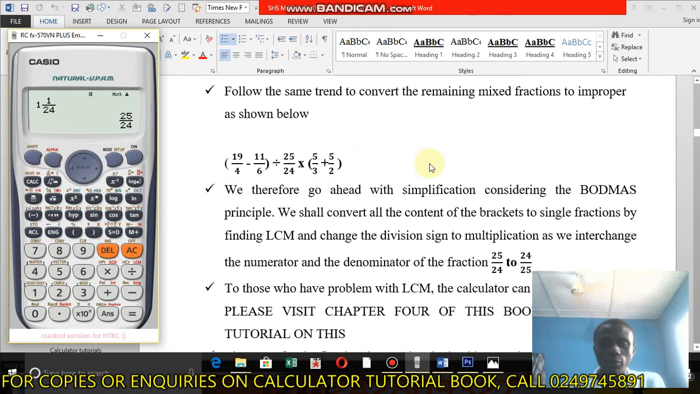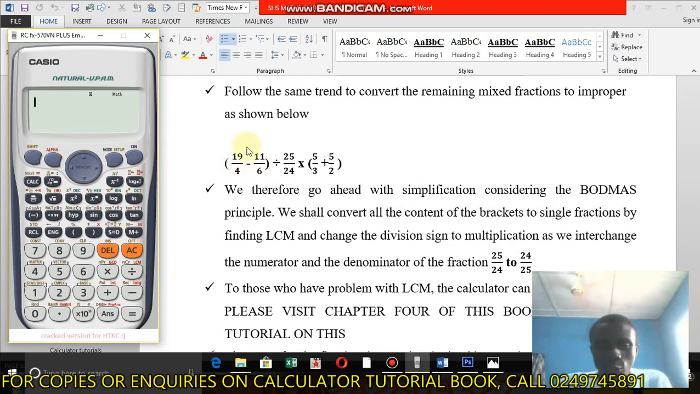Now when we are able to write it, we've gained your first step, M1. Then we go ahead with simplification considering the Bodmas principle. We shall convert all the contents of the bracket to single fractions by finding the LCM, and change the division sign to multiplication as we interchange the numerator and the denominator of the fraction 25/24 to 24/25. Very good. So we are moving to the next step.